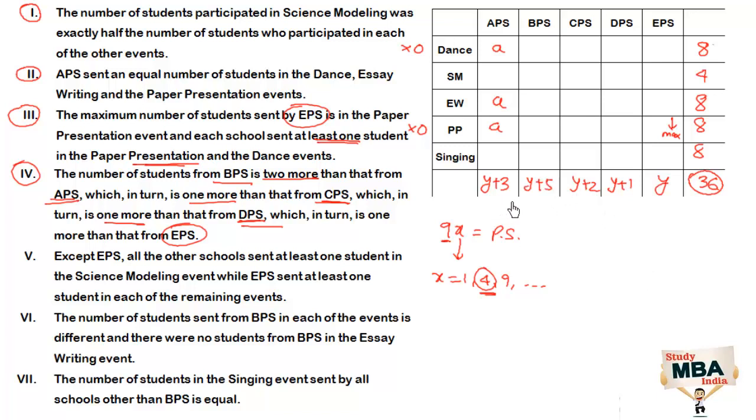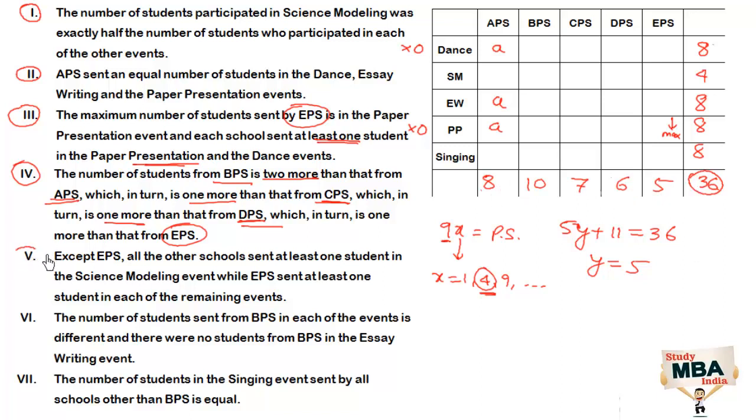Now again we can say that the sum of these 5 has to be 36, because these are the numbers of students and the total number of students is 36. So if I add them, we get 5y plus 3 plus 5 plus 2 makes 10, 10 plus 1 is 11, which is equal to 36. So from here we can say that the value of y is 5. So we have also found the total number of students from each of the schools which have participated in these 5 events, right? So here it would be 8, here it would be 10, here it would be 7, here it would be 6, and here it would be 5.